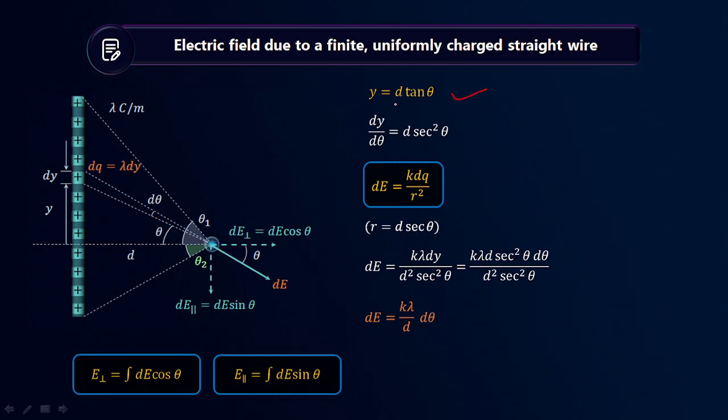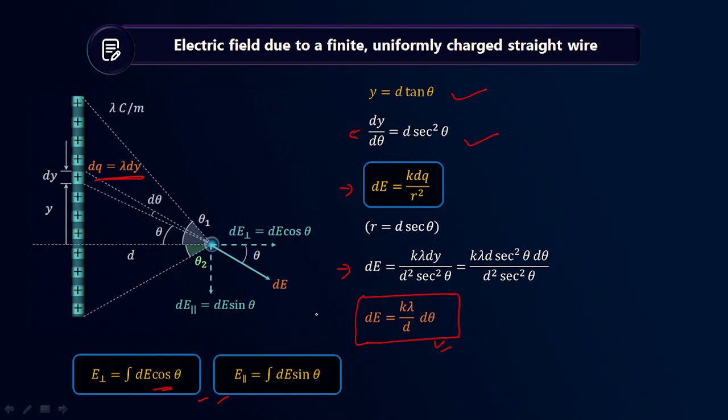Same thing here. We can say that y equals d tan theta, then dy by d theta is d sec square theta, and now we can write dq equals lambda dy. From here we can put the value of dy, and dE is k dq by r square. So we can simplify. So we have dE equal to k lambda by d into d theta, right? Now we want to find E parallel and E perpendicular. So that will be how much? E perpendicular is the integration of dE cos theta and E parallel is the integration of dE sin theta, right?